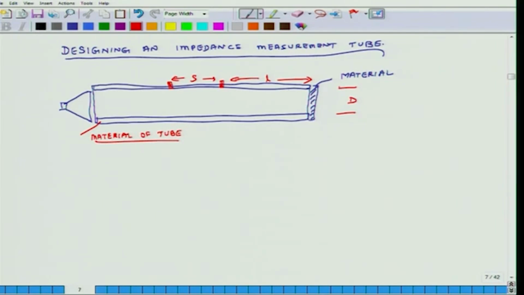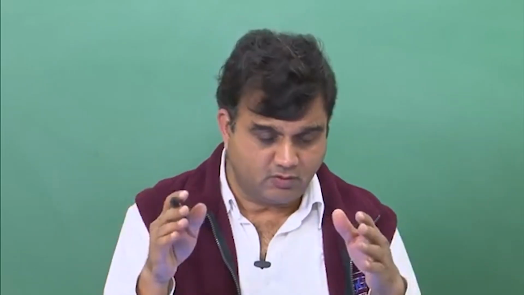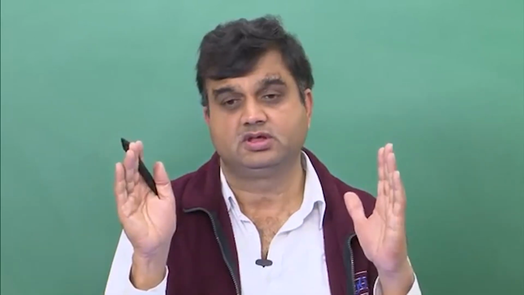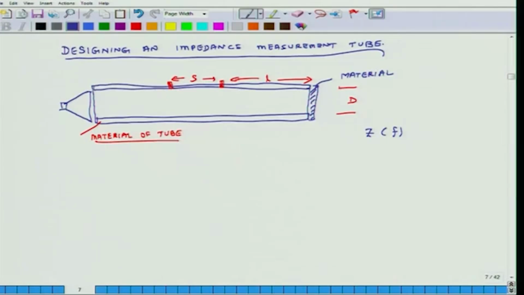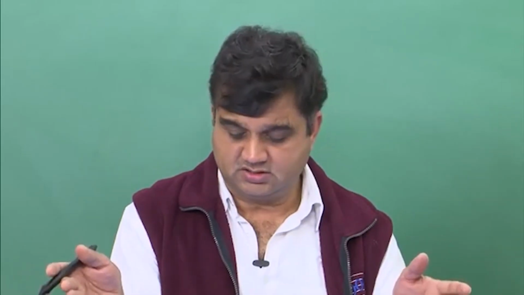Before we start discussing all these details, I wanted to make two important points. First, impedance is a function of frequency. It varies with frequency for a material. So whenever we say we are measuring the impedance of a material, we should state the range of frequencies. Only for that range of frequencies will we be designing this tube. This tube may not necessarily work beyond the range of frequencies we are interested in.